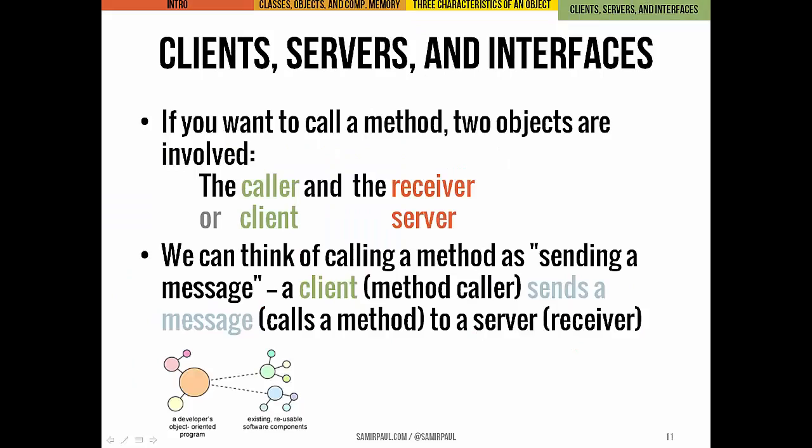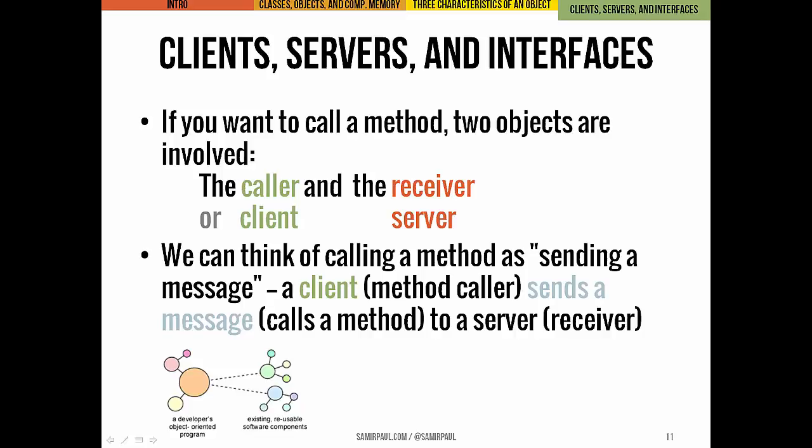Okay, last little topic for today, we want to talk about clients and servers and interfaces. When we call a method, there are really 2 objects involved. And again, we can think of calling a method as sending a message. So we might think of the object that is calling the method as the sender of the message or the client. And we might think of the object that is running a method as the receiver of the message or the server. We'll use this terminology throughout to describe the 2 objects involved in any method call. The client sends the message and is calling the method. The server actually receives the message and runs the method.